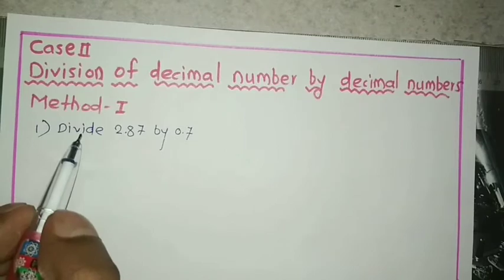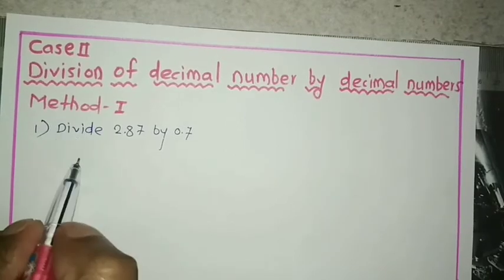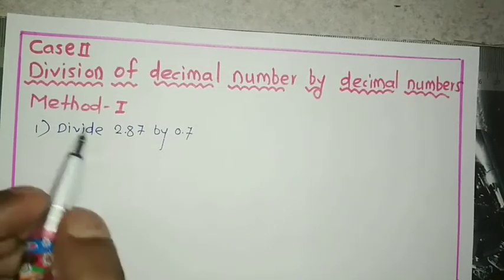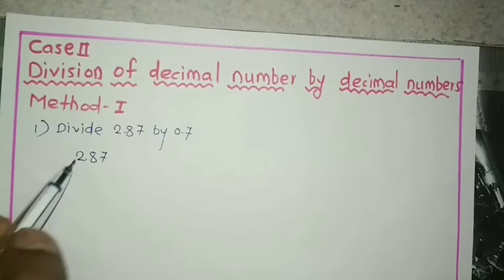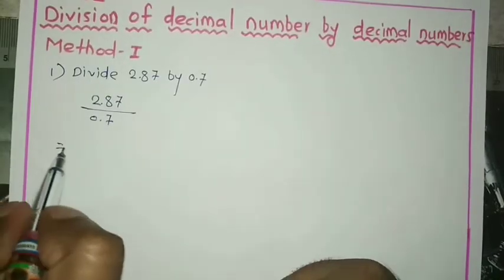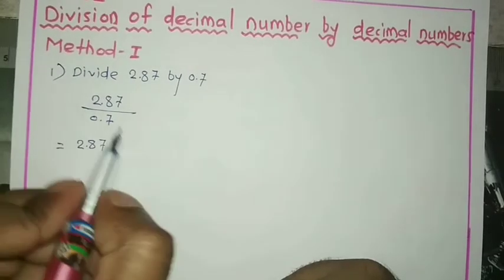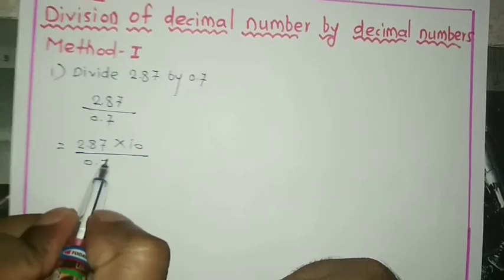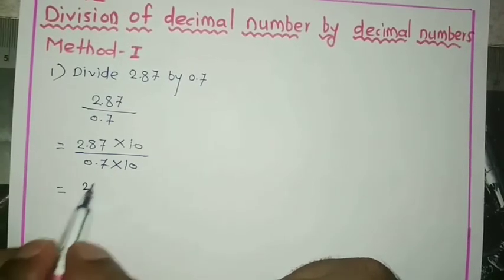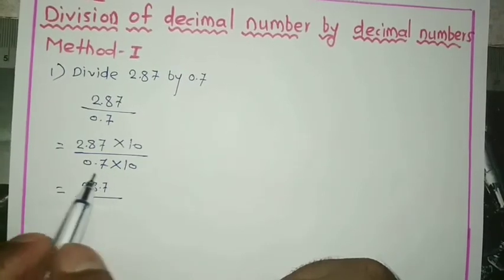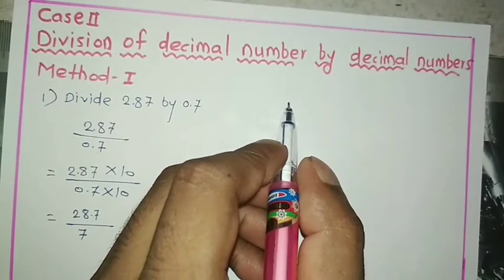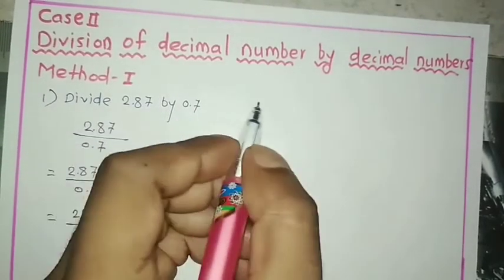First we have to divide 2.87 by 0.7. I convert this divisor into a whole number. I multiply 2.87 by 10 and 0.7 by 10. So I get 28.7, and 0.7 into 10 is 7. Now I use the method of dividing a decimal number by a whole number.